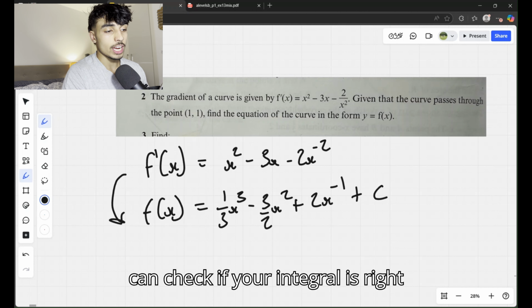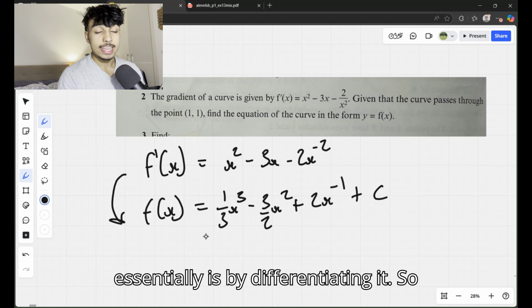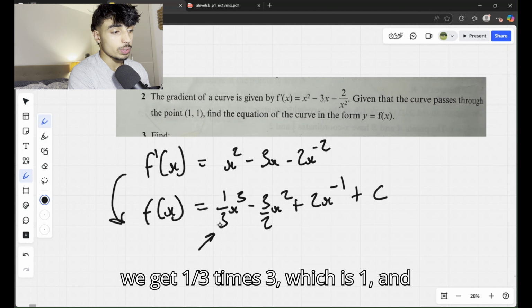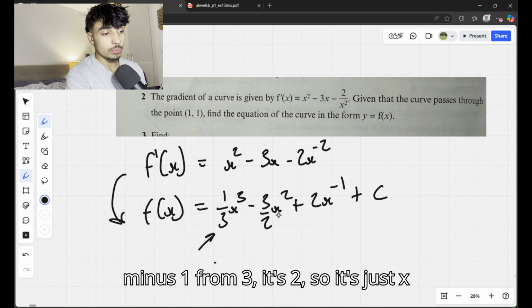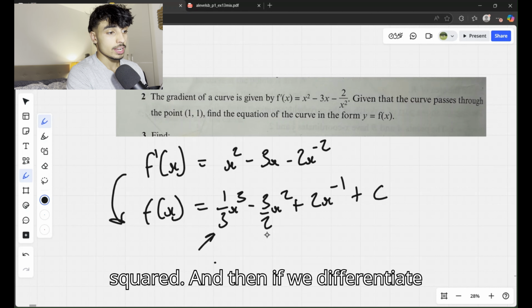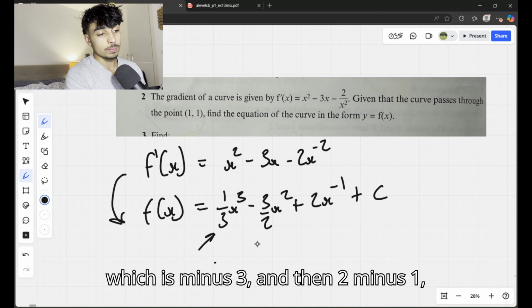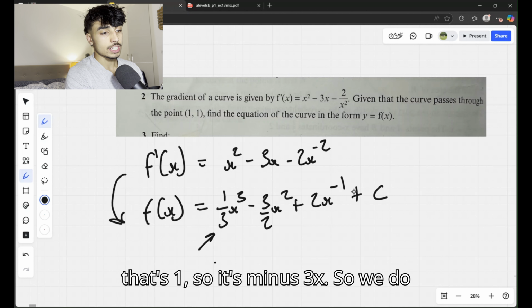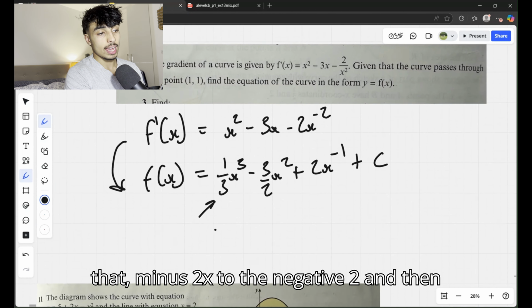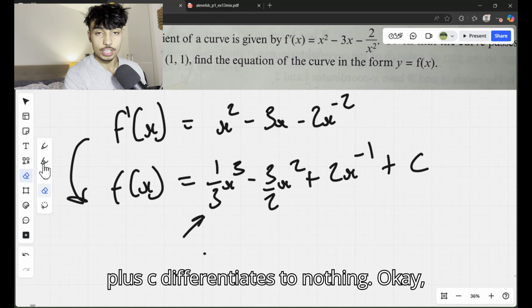Okay, a way that you can check if your integral is right, essentially, is by differentiating it. So when we differentiate that, for example, we get 1/3 times 3, which is 1, and minus 1 from 3, it's 2, so it's just x squared. And then if we differentiate that, we get minus 3 over 2 times 2, which is minus 3, and then 2 minus 1, that's 1, so it's minus 3x. And then we do that, minus 2x to negative 2, and then plus c differentiates to nothing.